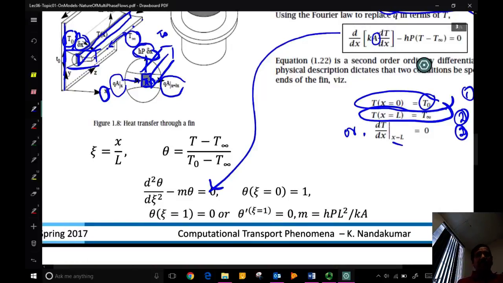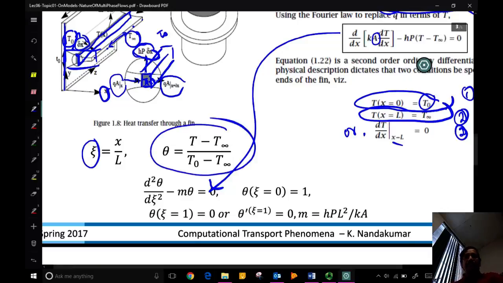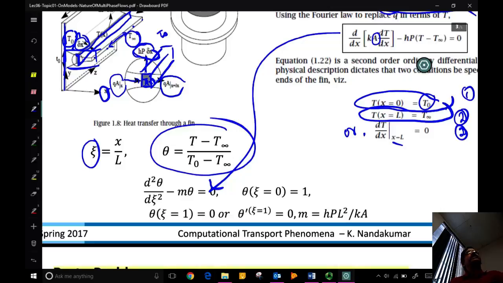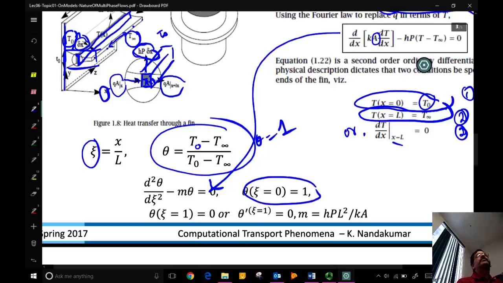How do I do that? I define a dimensionless distance psi, which is scaled with respect to L, x over L. So when x equal to 0, psi is 0. When x equal to L at the tip of the fin, psi is equal to 1. Okay, and similarly I define a dimensionless temperature, theta, as T minus T infinity divided by T0 minus T infinity. So at the base of the fin, what is T? T0, right? At the base of the fin, theta should be equal to 1. That's what I'm writing here, because T will be T0, right? At the tip of the fin, it might be T infinity. So the lowest value that I will get is 0.